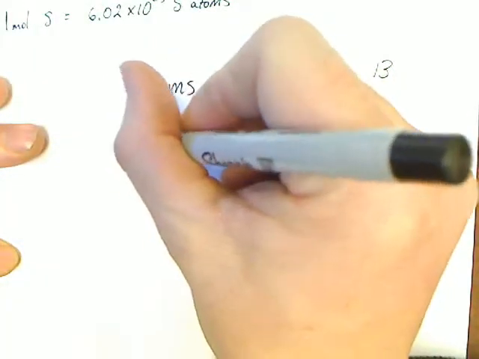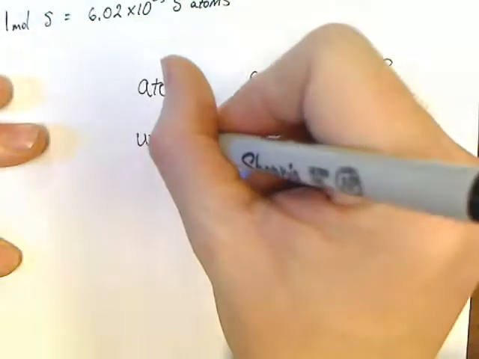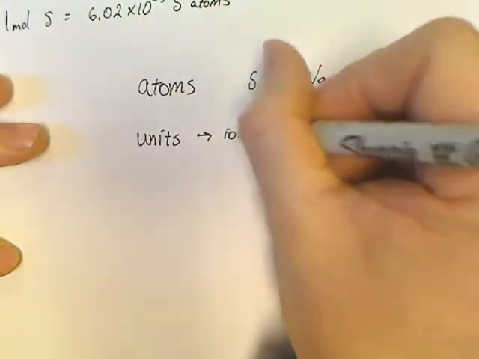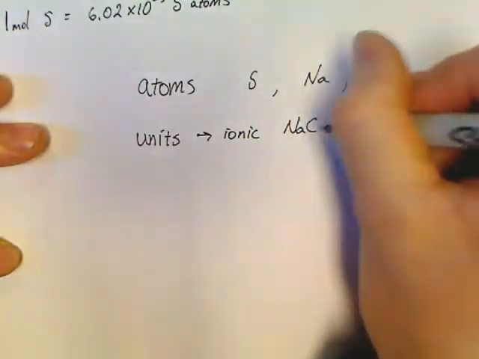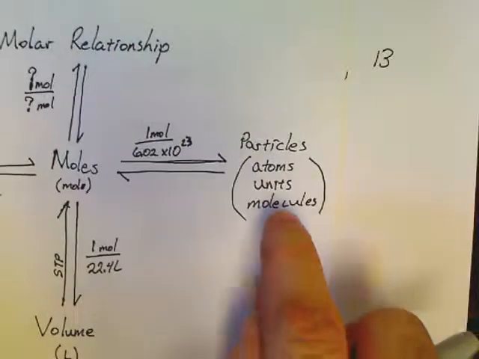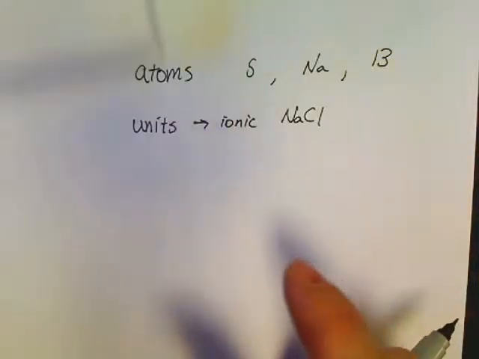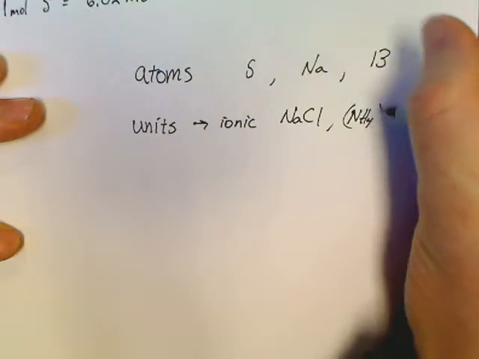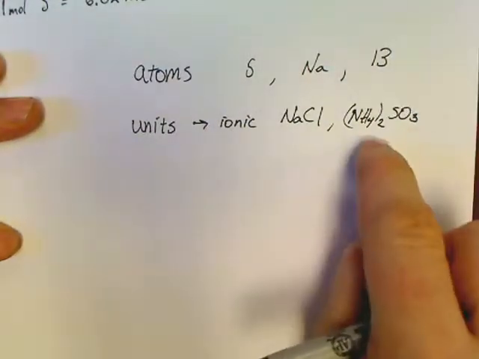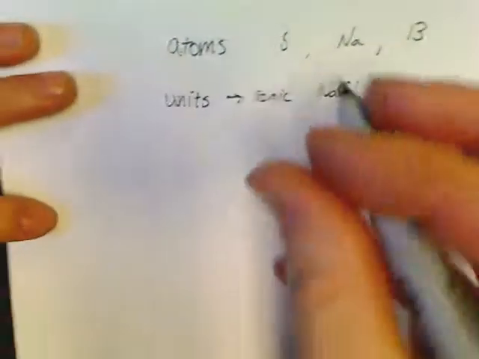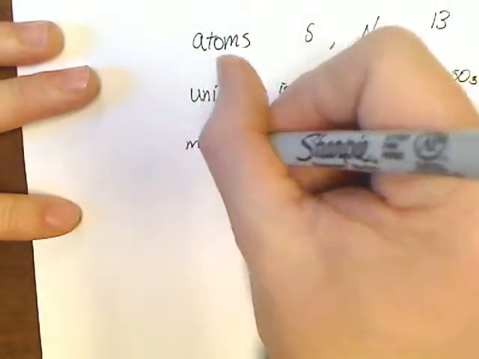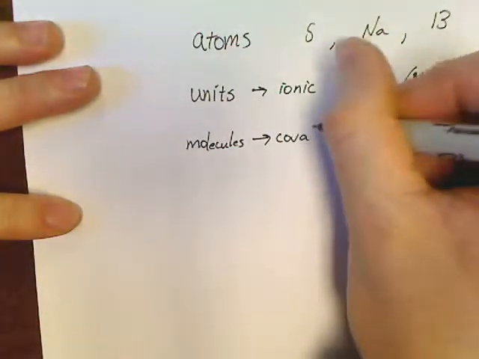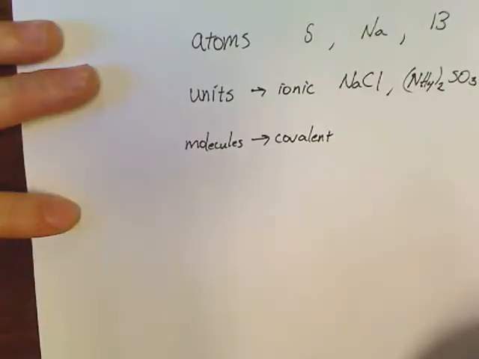So how do you know when you're going to use a unit? Well, use the word units or formula units when you've got something that's ionic. So if you've got like NaCl, you would use units for that one. Maybe if you had (NH4)2SO3, we would use units. It's ionic. We'll use the word molecules whenever something's covalent. If it's covalent, we'll use the word molecules to describe it.